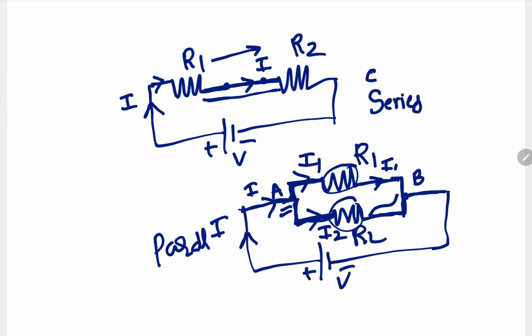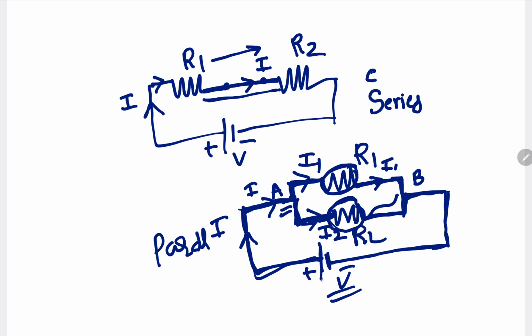And what about the voltage? Voltage across R1, voltage across R2 is same. In parallel connection voltage across R1, voltage across R2 is same. That value is equal to what? V. Why? See, R1 first end is connected to power supply positive terminal and R2 first end is also connected to power supply positive terminal. R1 second end, R2 second end, both the second ends are connected to power supply negative terminal.